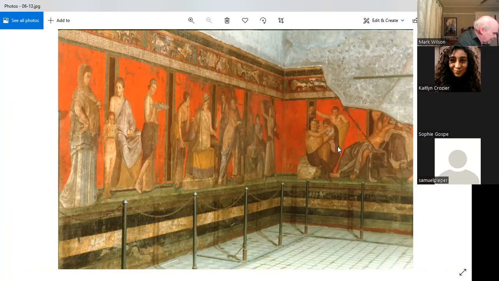We want to take... Sorry, I do have a question. Yeah, are these colors the originals? Yes. Oh, I know that color of red. It's almost hypnotic to look at.